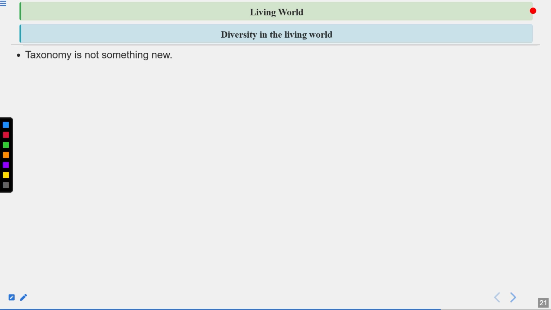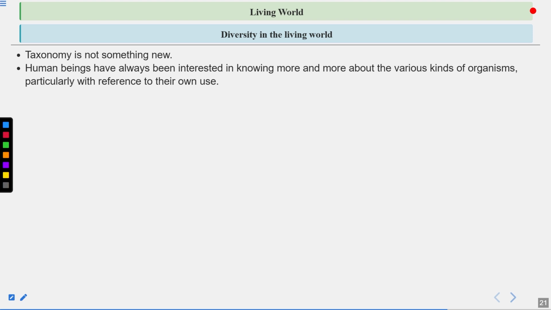So taxonomy is not something new. Human beings have always been interested in knowing more and more about various kinds of organisms, particularly with reference to their own use. Because humans are always in search of something new. They want to discover, they want to explore new areas, they want to discover new organisms. Especially they want to discover animals or plants that are useful to them.